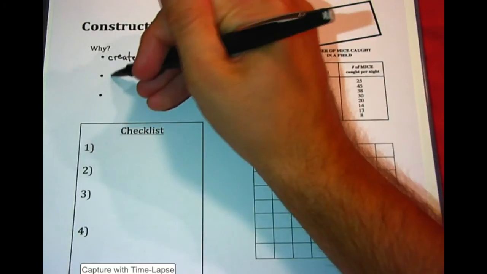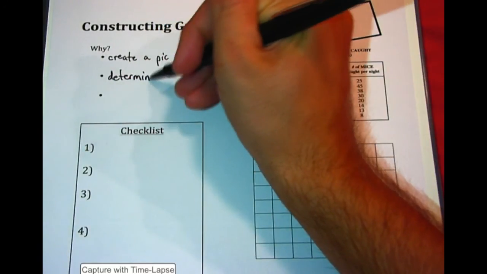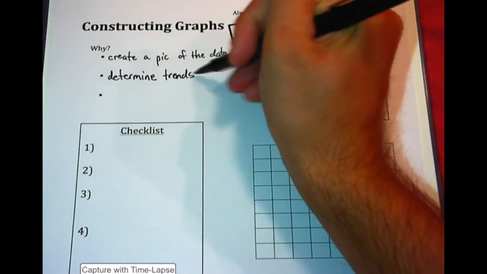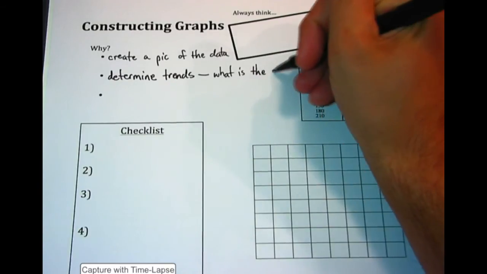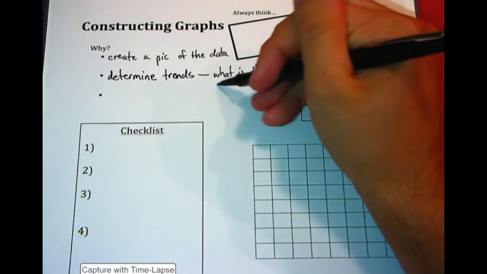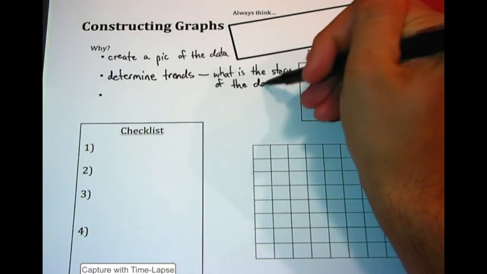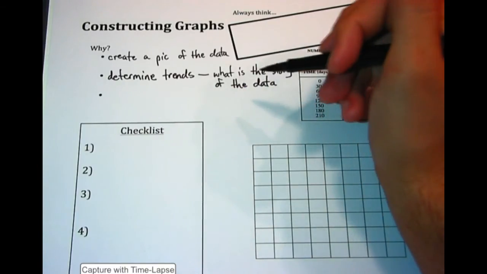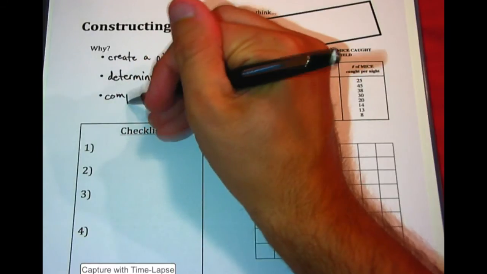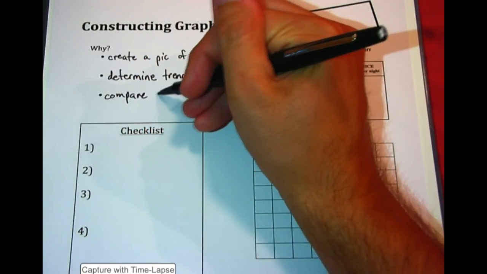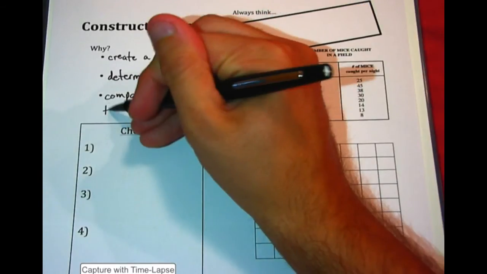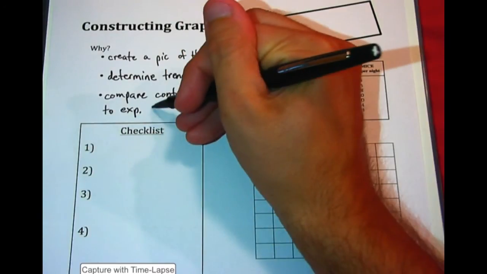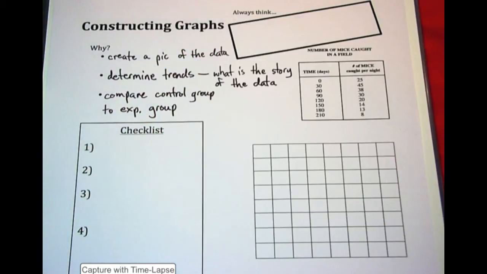When we do this, we're able to determine trends. Essentially, we're able to see the story of the data. And when we see these trends, we're able to compare the control group to the experimental group. So these graphs allow us to analyze our data and draw conclusions.